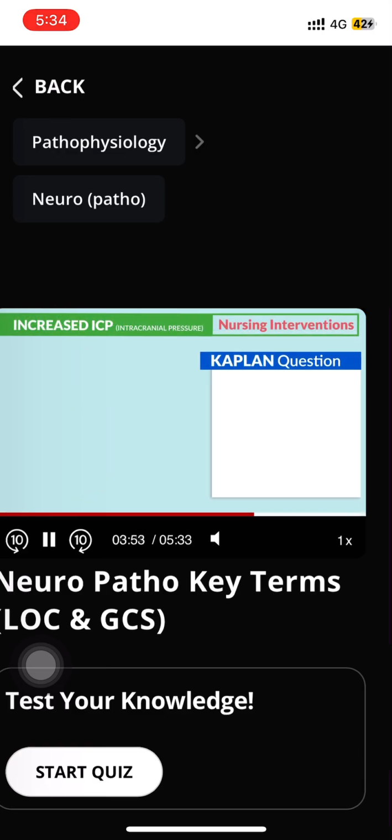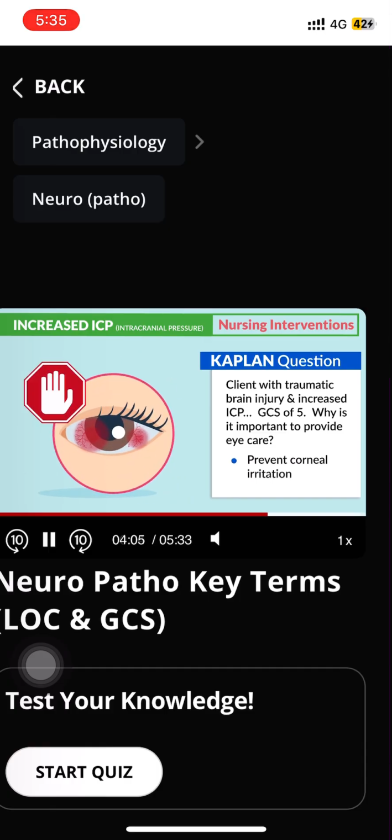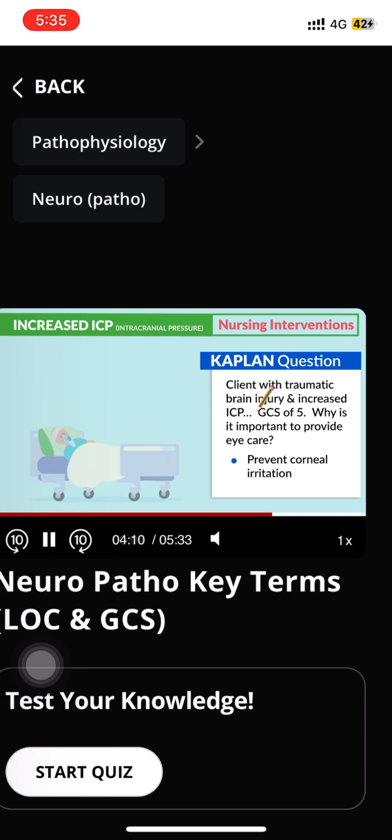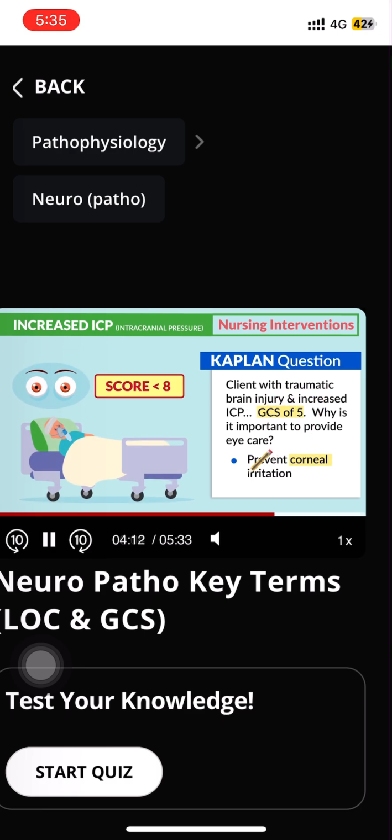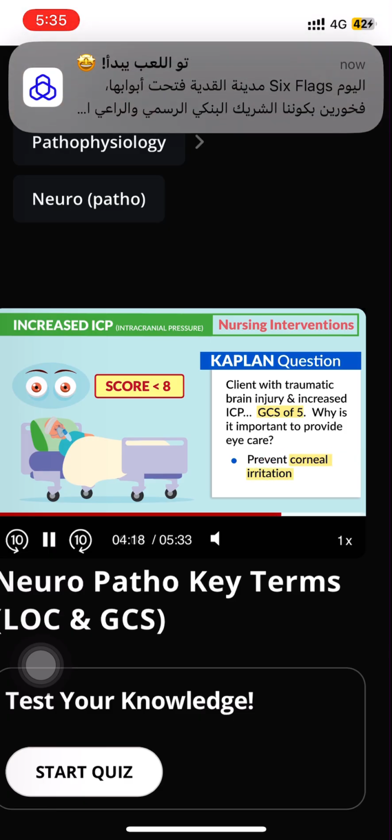Now, there was an interesting question from Kaplan here, stating that a client with a traumatic brain injury and increased ICP with a GCS of 5, why is it important to provide eye care? And the answer was to prevent corneal irritation. So remember, let's break this down here. GCS of 5 is less than 8, so the client will be in a coma, and clients in comas may have eyes open. So we want to prevent that corneal irritation.